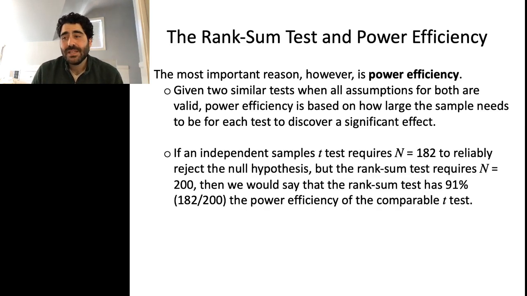So for example, let's say for some particular data set, we need 182 participants to reject the null hypothesis with the t-test, right? So we need 182 participants to actually detect some real effect in our data. We might need more than that if we use the rank sum test. So we might need 200 participants, for example. And so we'd say that the rank sum test has a power efficiency of 91%, meaning that each subject only counts for about 91% of a subject if we had used the t-test. We have to collect some extra subjects because we've lost a little bit of power by switching to this test.